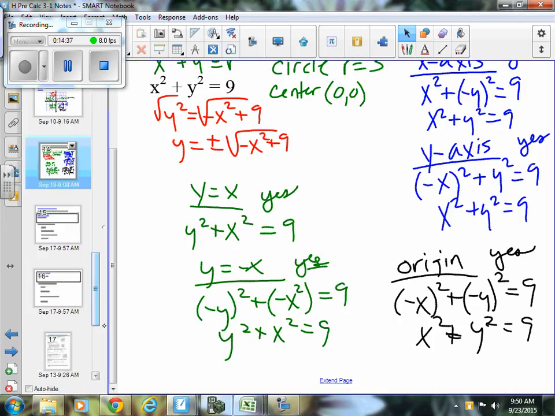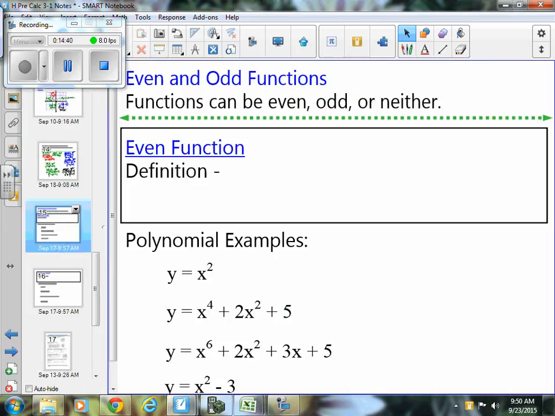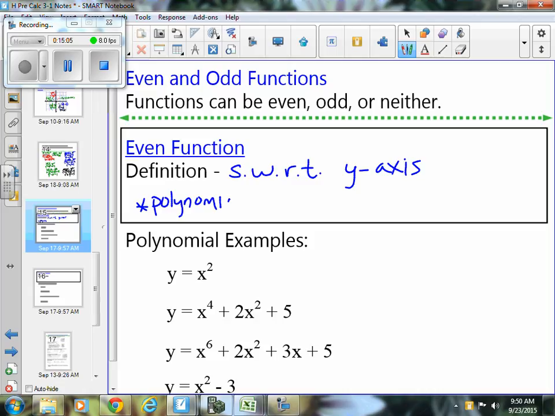Okay, last thing we're going to talk about today is categorizing a little bit based on what type of symmetry a graph has. So we have these functions that are called even and odd. And even and odd means they have very specific symmetries. So if you're going to be an even function, that means you are symmetric with respect to the y-axis. Now, the easiest examples we have of that are polynomials. So let's talk about just polynomials specifically. In polynomial lingo, that means all even exponents.